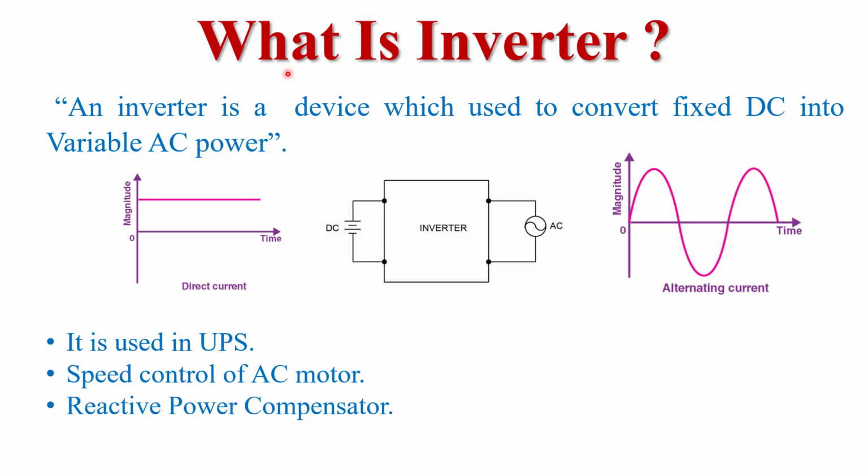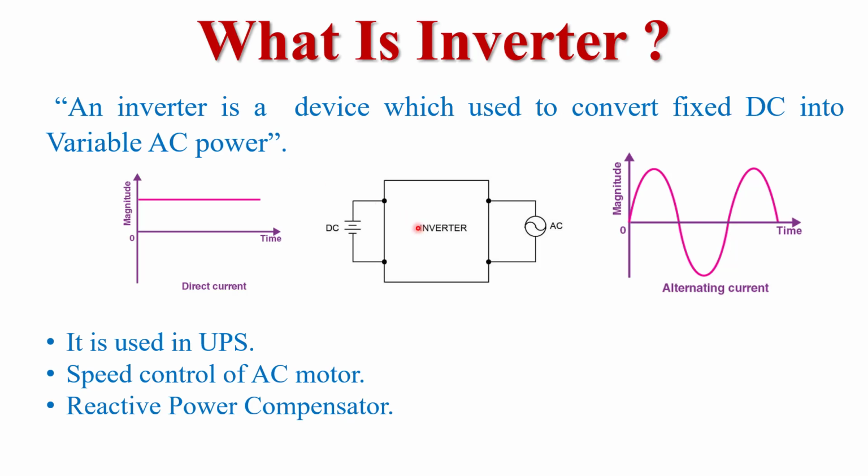Before I discuss the single phase half bridge inverter, first we know about what do you mean by inverter or what is the basic function of inverter. So inverter is an electrical device which is used to convert fixed DC power into variable AC power, or we can say that it is basically a converter that converts DC power into AC power.